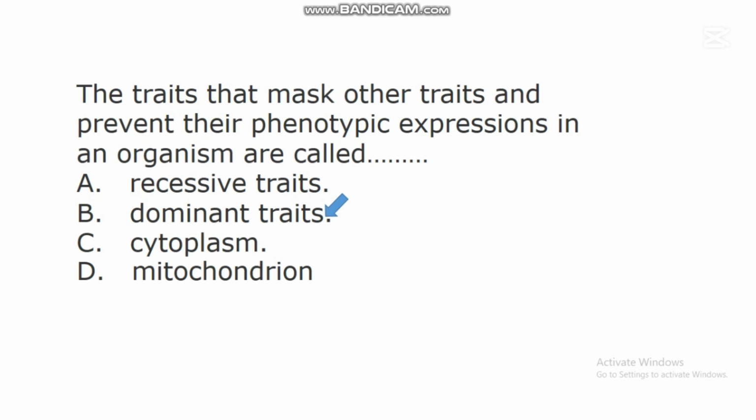For instance, if someone is tall, it means that with respect to height, the dominant trait in that individual is tallness, but that person still has shortness in him or her, but that tallness masked the shortness in that individual. So any trait that masks another trait and prevents the phenotypic expression of that trait is called a dominant trait.